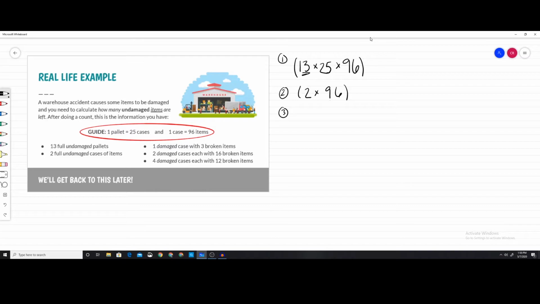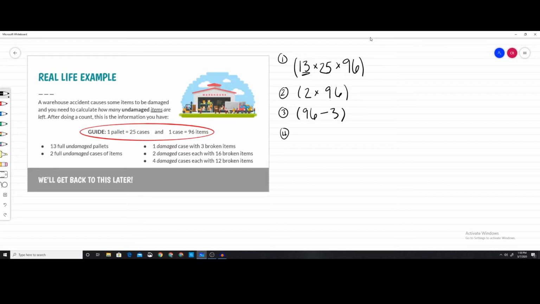Here's number 3. 1 damaged case with 3 broken items. So in that case, it started with 96 items, but then 3 of them were broken, so we've got to remove those. So I'll use a subtraction to represent me removing the broken items.